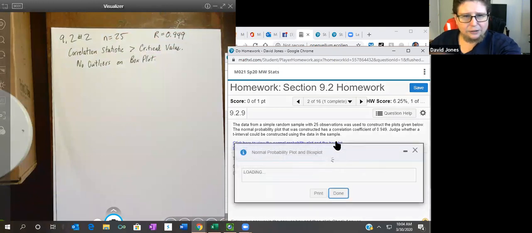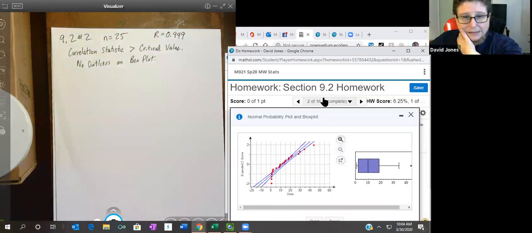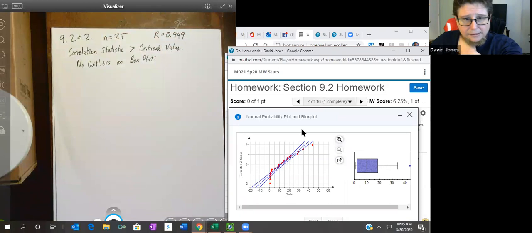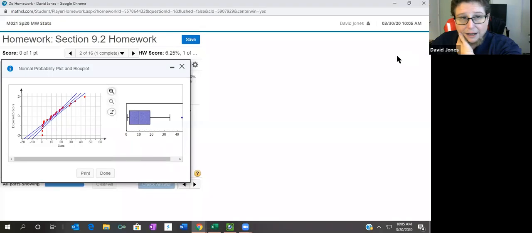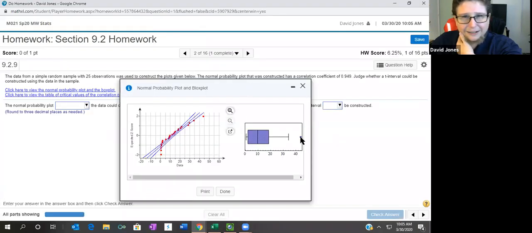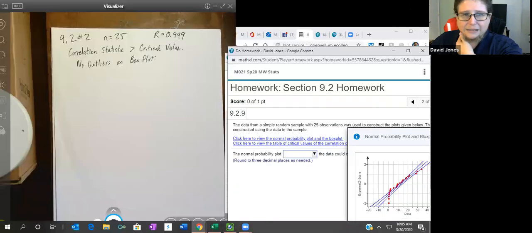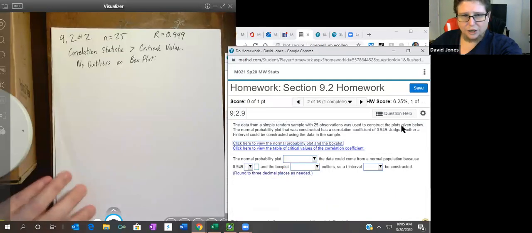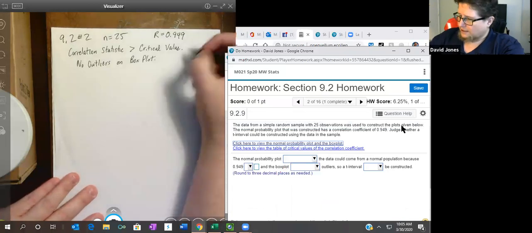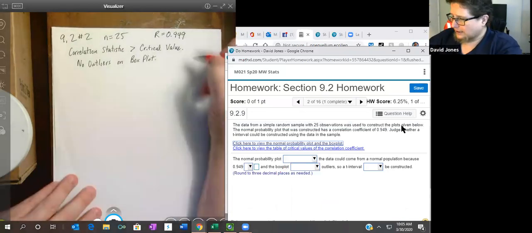So let's just take a look at what they gave us. There's a lot going on there. The graph doesn't help us. The correlation value is what we needed. Look at that though, there's an outlier. So I already know there's an outlier.